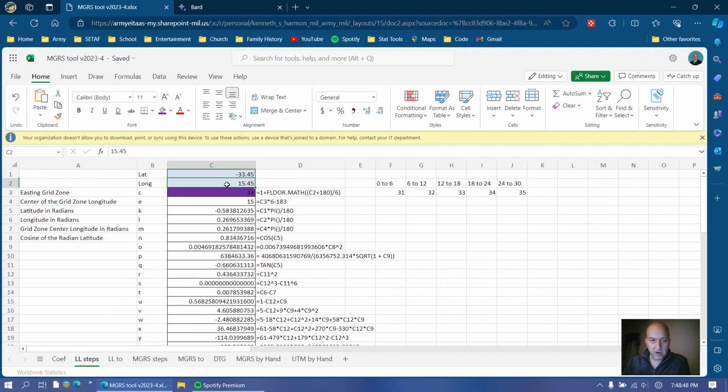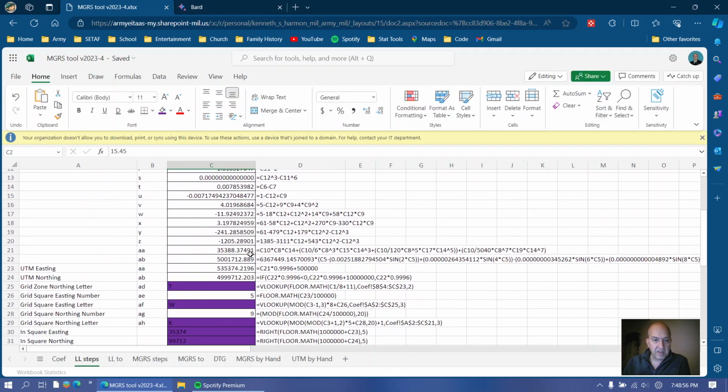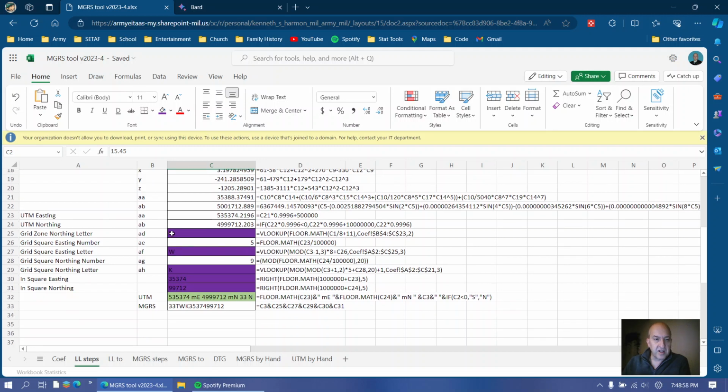So we can do that with any latitude, longitude we want. So if I turned, let's go up here, let's say 45.15, everything adjusts. This becomes a Tango, that's a Whiskey now, that's a Kilo, and there's our MGRS.